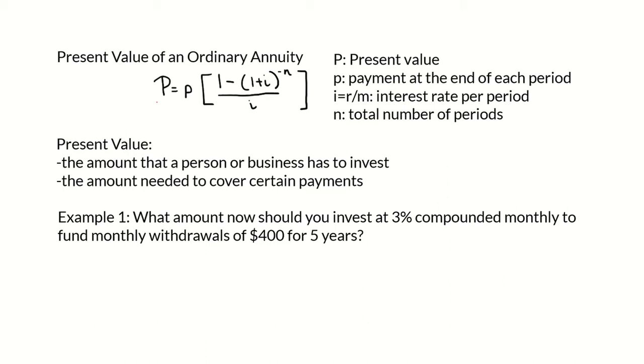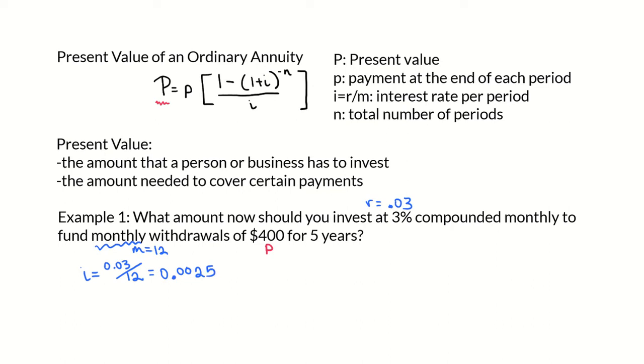we are solving for large P, the present value, and we have the payment amount, which is 400. We can also calculate I, which is the annual rate of 0.03 divided by the periods per year. Since it's monthly withdrawals, the periods per year is 12. So we calculate 0.03 over 12, which is 0.0025.